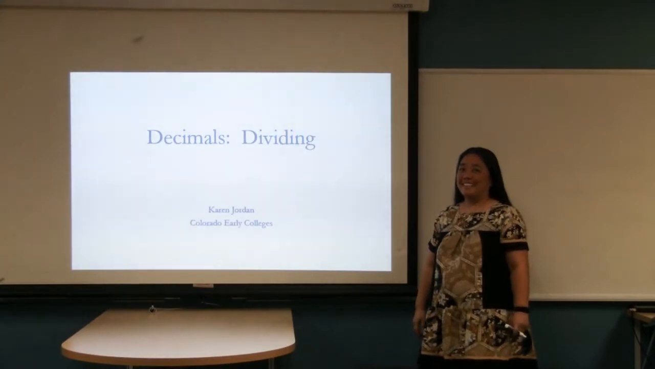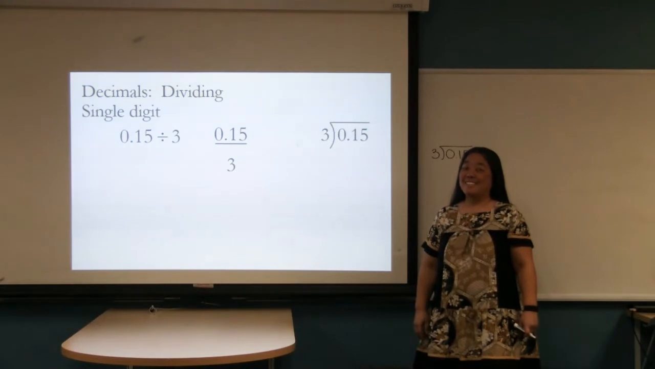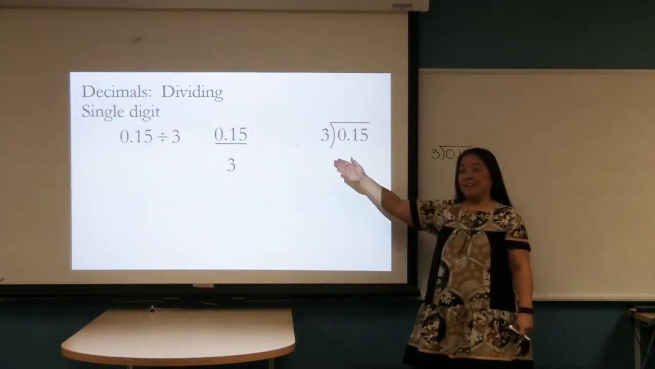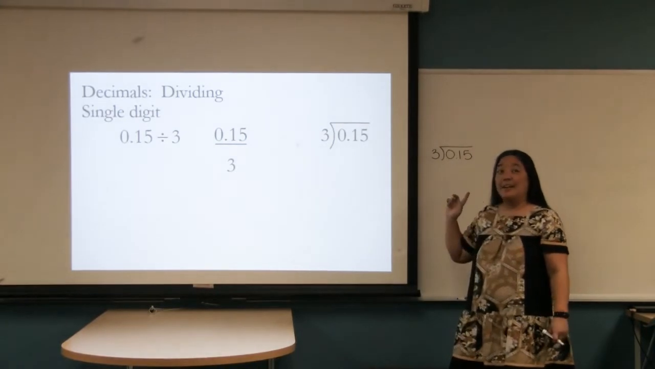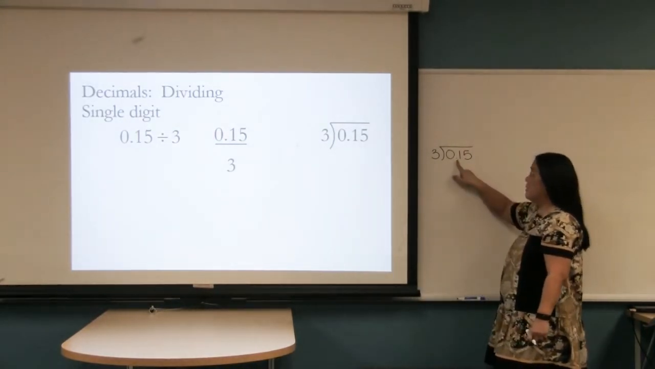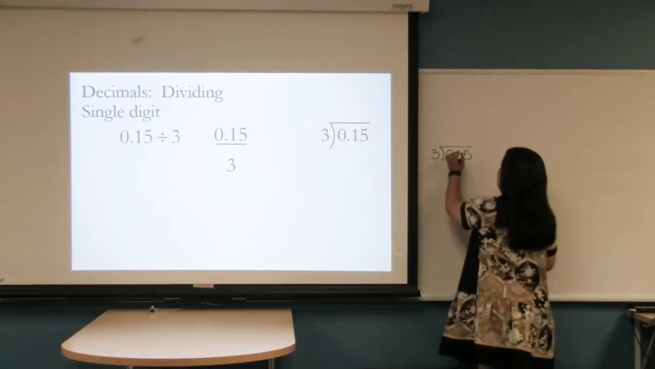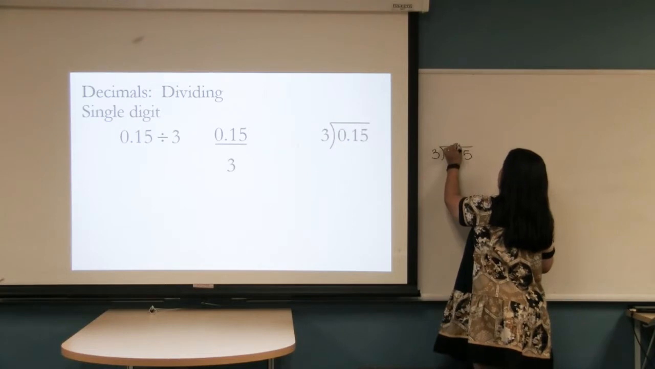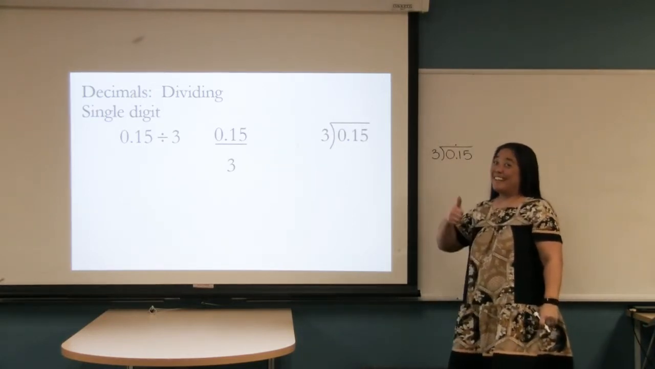Decimals, dividing, single digit. I have the problem written out left to right, top to bottom, and inside out on the whiteboard. This time we have decimals, so what do we do with that? Fun news, it just comes straight up. It's lined up just like we do with addition or subtraction.